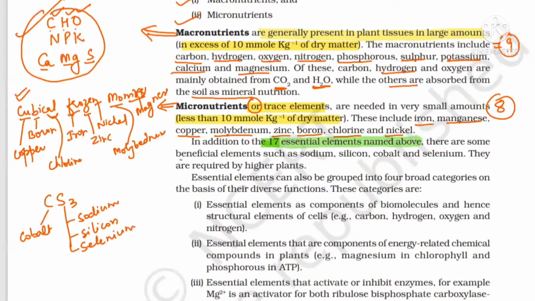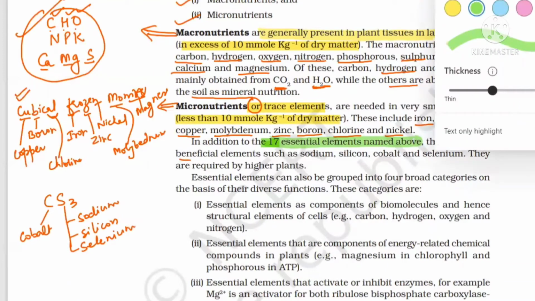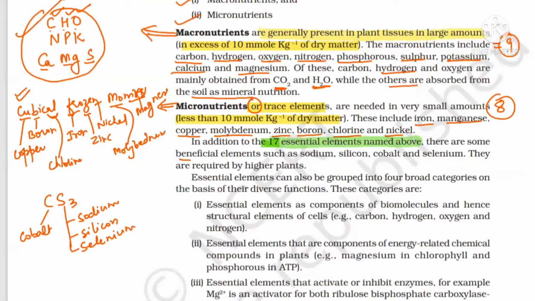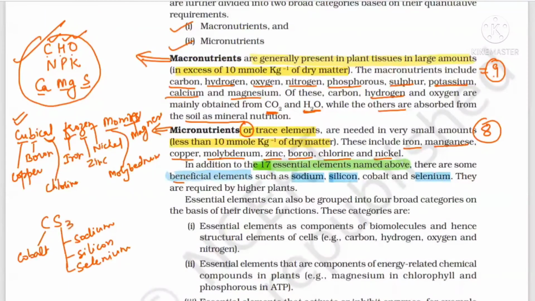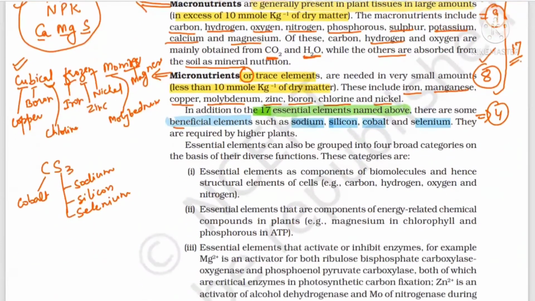See, beta, there are some beneficial elements. I'll highlight it. Please focus, beta. Beneficial elements. Which beneficial elements? Like sodium, silicon, selenium, 3S, okay? And then cobalt. So I think this will help you to learn this area. Clear, beta? So remember 9 macro, 8 micro, and beneficial 4. These are essential elements. Total 17 are essential elements. And these are your beneficial elements.